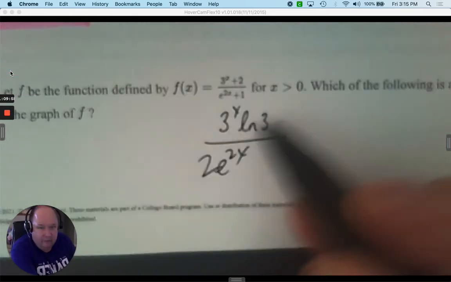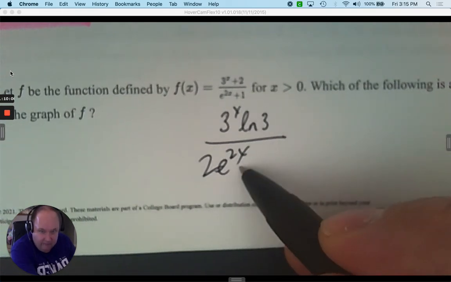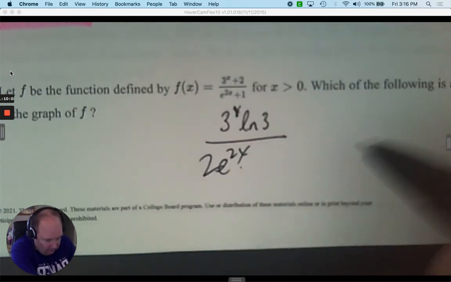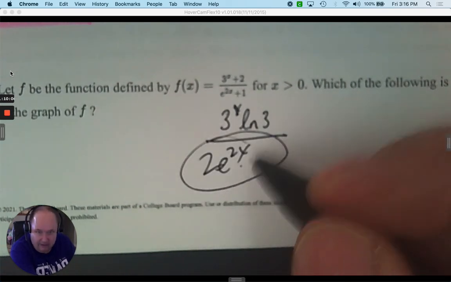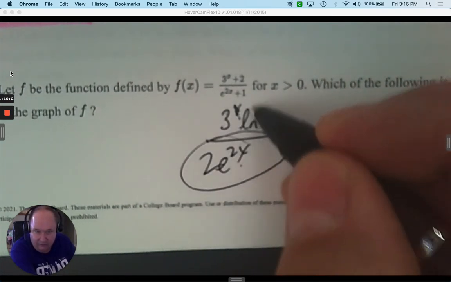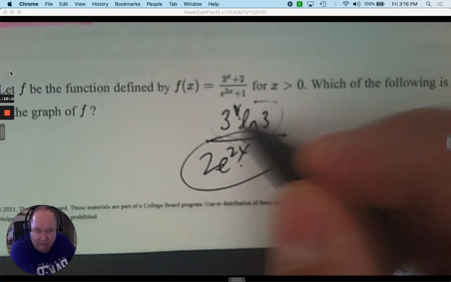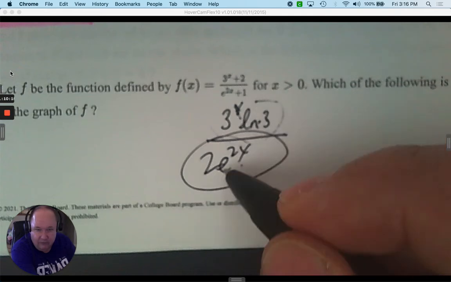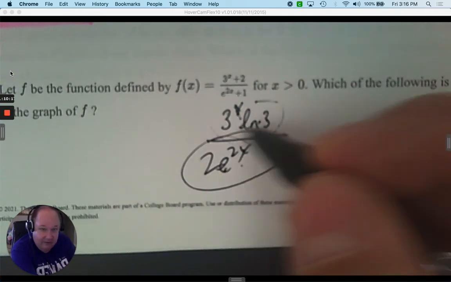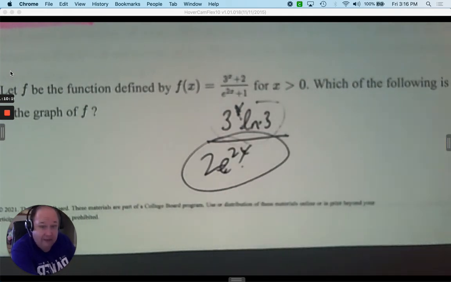So if I take the derivative of the top and the bottom, which one is going to be increasing faster? It's close, but the denominator is going to be increasing faster than the numerator, especially because of the ln 3 times 3x. Ln 3 is smaller. E to the 2x is going to increase a little bit faster. So if the bottom is increasing faster, then the horizontal asymptote is 0.